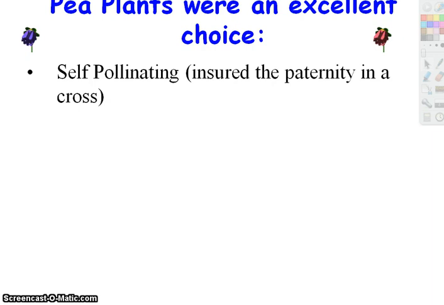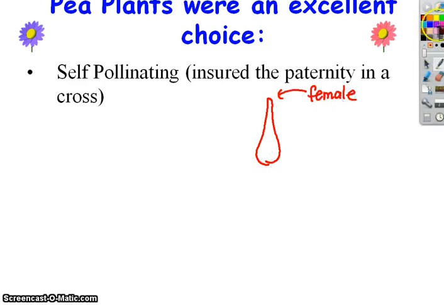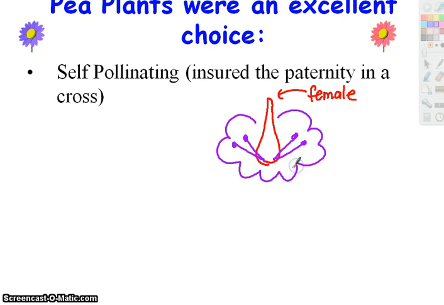First of all, pea plants are self-pollinating. What that means is, you can assure the paternity, meaning who the father is. You could purposely cross pea plants with each other. But here's what it means to be self-pollinating. In other words, this is the female part of a flower, and then the pea plants happen to be hermaphrodites. They also had male parts on the same flower. So it looks something like this. So what you could actually do in a pea plant is you could take pollen from this plant and fertilize the same plant. And that's called self-pollination.